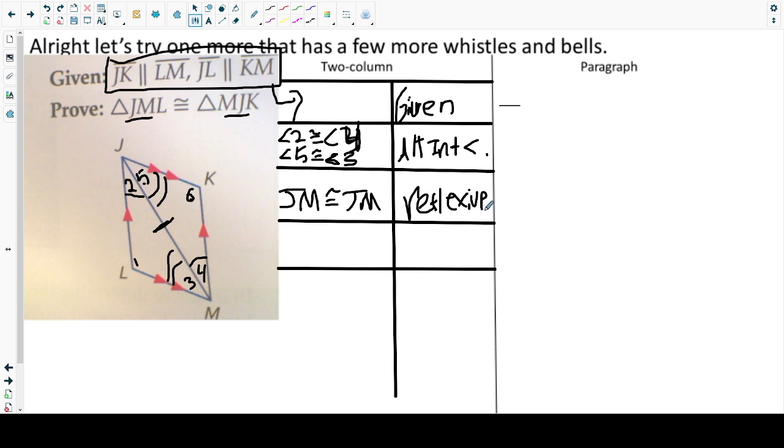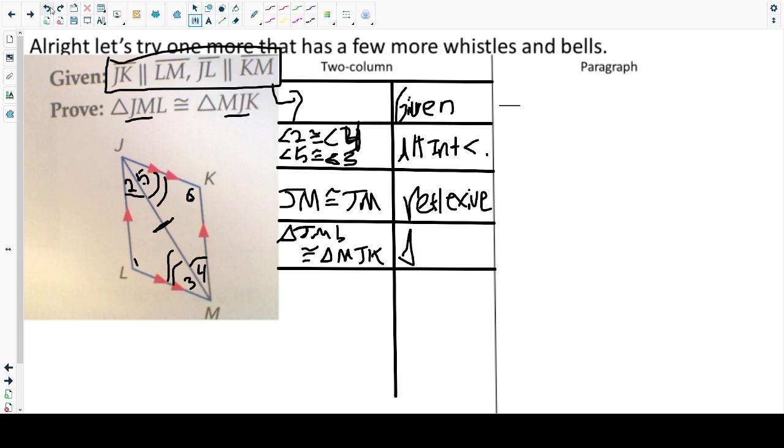Reflexive. And again, to save some time, I'll just write out, I guess. Then we can say that the two triangles JML, ML is congruent to MJK. Why? Well, we have, again, a side between two angle pairs that are congruent. And so this would be by angle, side, angle again.